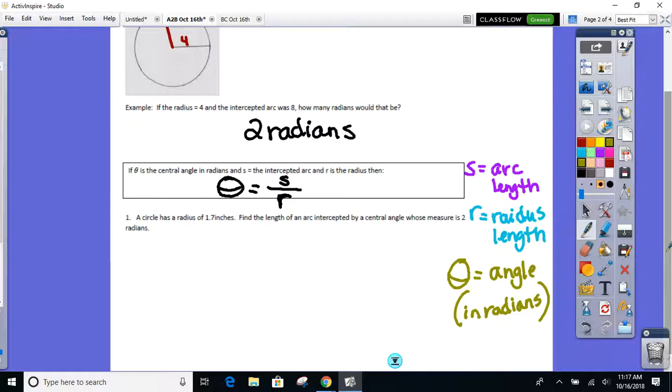Well, what if it's in degrees? What do you have the ability to do now? Convert it to radians. I cannot use degrees in this formula. Hey, quickly, can you look on your formula sheet? Anybody see theta equals S over R? Anybody see it? Yeah, me neither. Just showing a point there. That's on you.